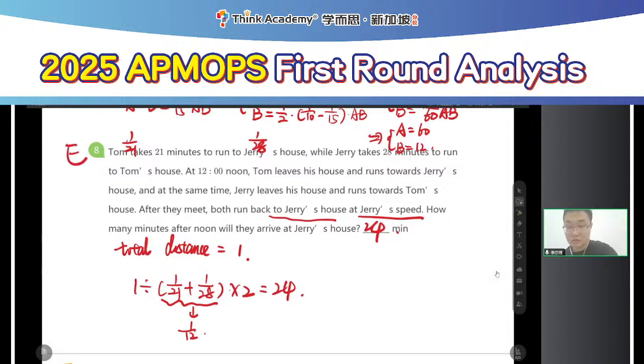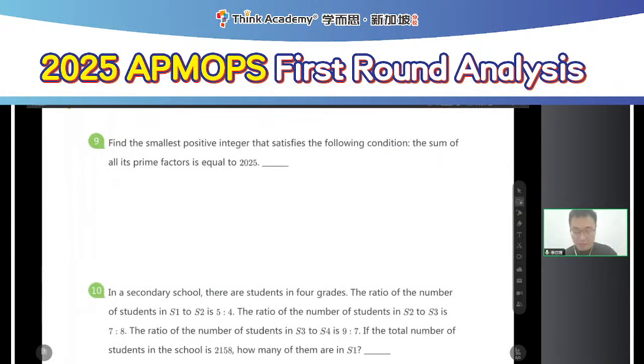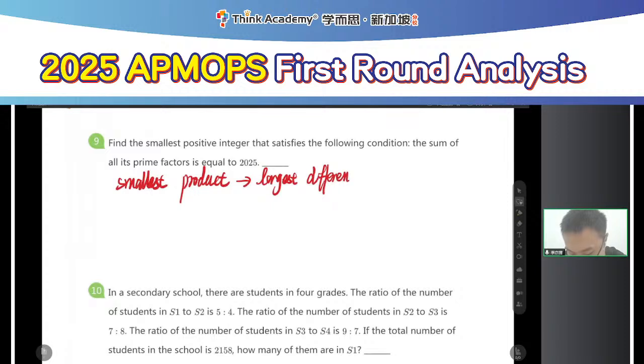Okay. So then question 9. Find the smallest positive integer such that the sum of all its prime factors is equal to 2025. So now the logic is, if we want the sum, we know the sum of these factors is constant. We want to make the smallest number, right? We want to make the product the smallest. And then we should make the largest difference between them, because we have a constant sum.